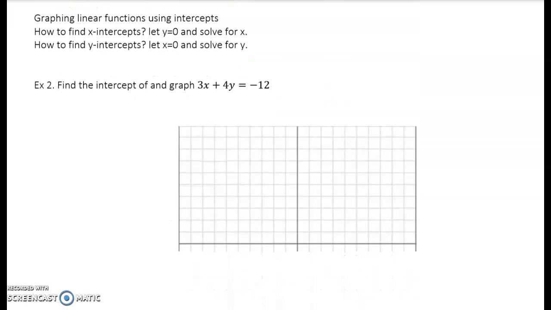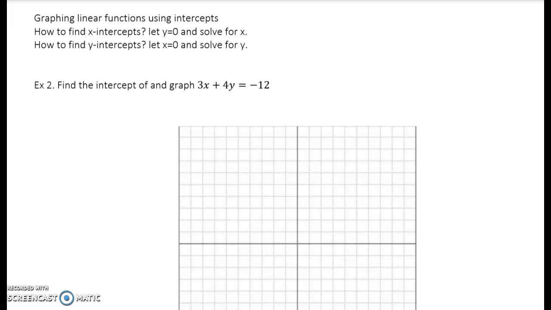All right, the next way we're going to learn how to graph is by solving for the x and the y-intercepts. So to find the x-intercepts, you're going to set or let y equals 0 and solve for x. To solve for the y-intercepts, you're going to let x equals 0 and solve for y. So let's go ahead and do that. Let's solve for the x-intercepts first.